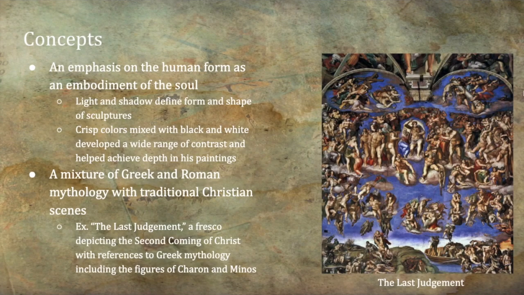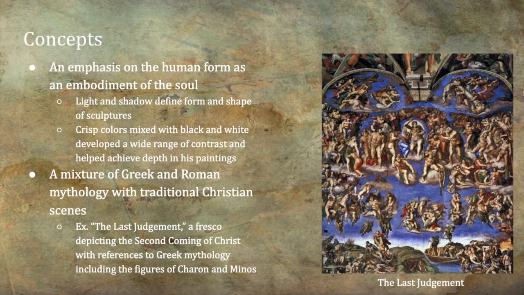The concepts of Michelangelo's works tended to focus on the human form and its relationship with the spiritual realm. Michelangelo often placed an emphasis on the human form as an embodiment of the soul, and it was his goal to represent the human form as realistically as possible.